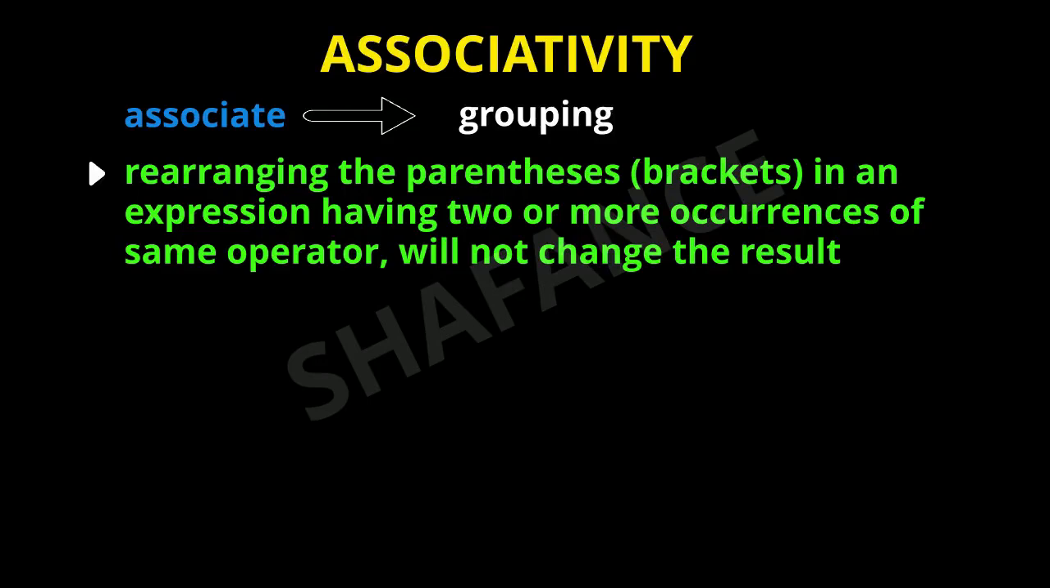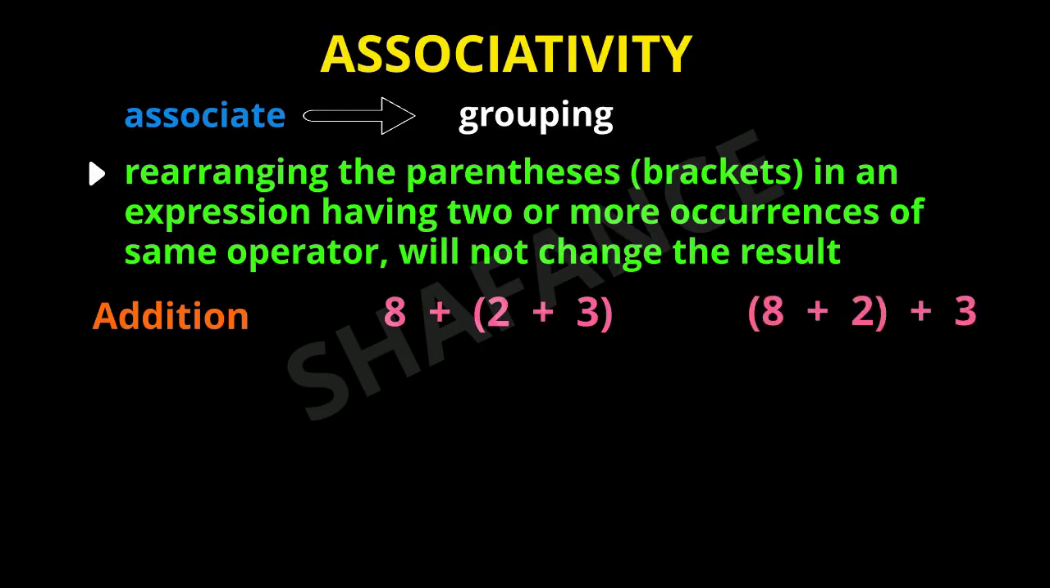So let's first see the example of the addition operation. So we have the equation 8 plus, inside the bracket, 2 plus 3. And we have one more equation, inside the bracket 8 plus 2, and then plus 3. So we can see over here the placement of brackets has been changed in the second equation. If we get the same result from these two equations, then we can say that the addition operation is associative, as rearranging the brackets doesn't change the result.